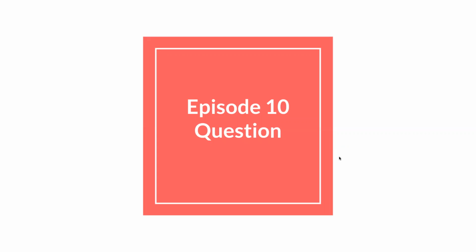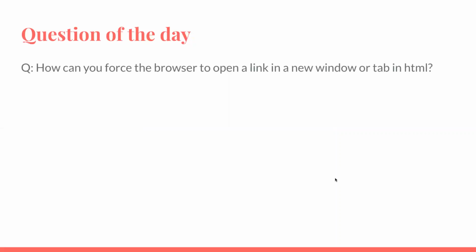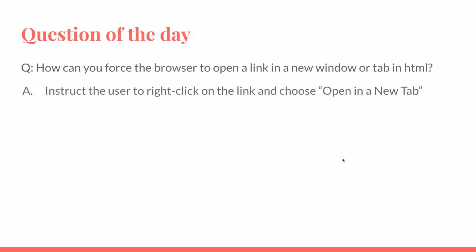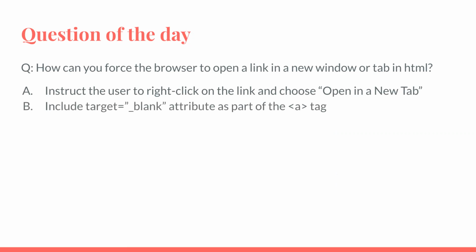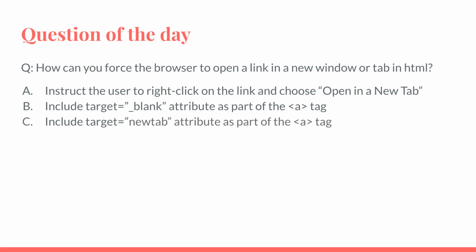Okay, so here's a question for episode 10. The question is, how can you force a browser to open a link in a new window or tab in HTML? A, instruct the user to right-click on a link and choose Open in a new tab. B, include target equals underscore blank attribute as part of the A tag. C, include target equals new tab attribute as part of the A tag.